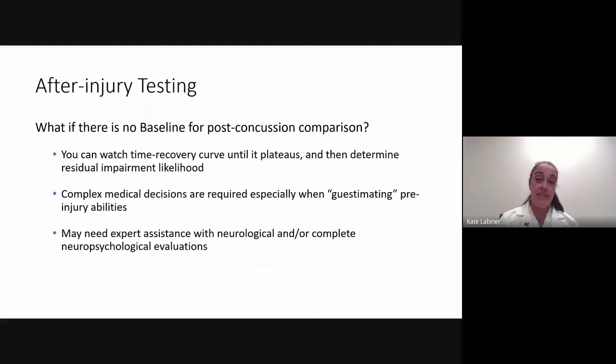The problem with this is it leads to what we call guesstimation, where I'm comparing you against normal kids. This is especially problematic if you have a child with an underlying learning disability, whether that be ADHD, dyslexia, something like that, because that will skew their baseline testing in one direction. And while it may not be a residual impairment, it may be something that was always there. So it makes the baseline testing even more important for those kids.